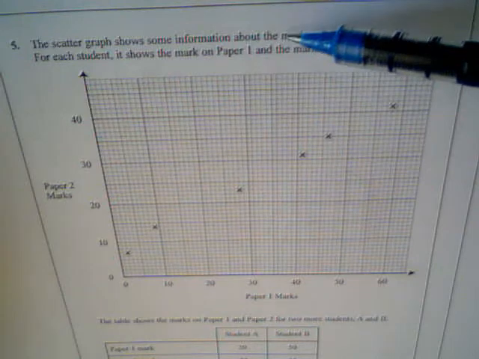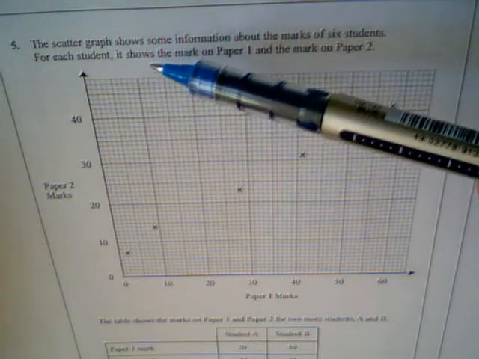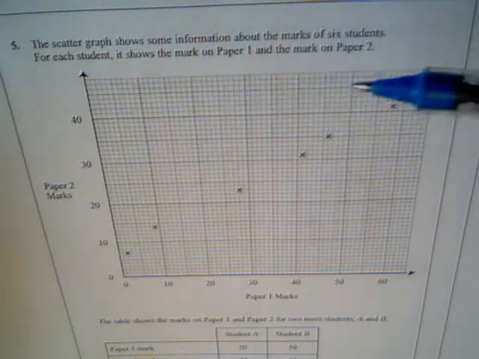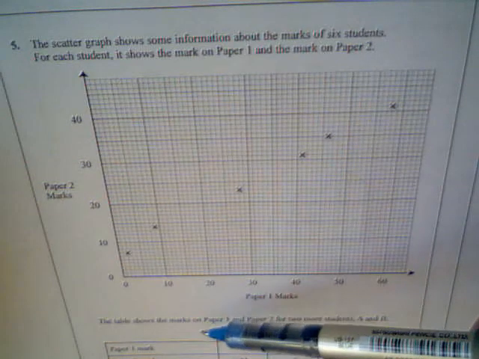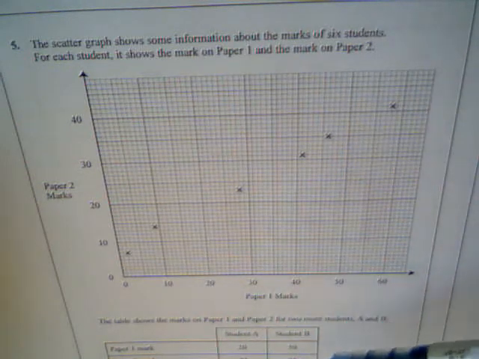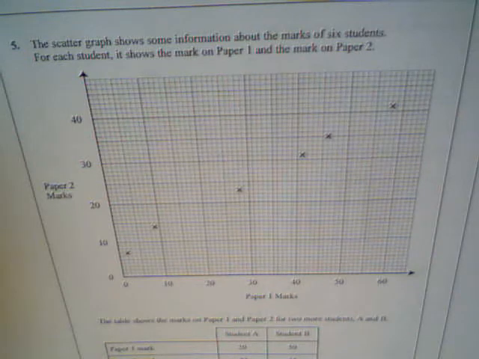Question 5. The scatter graph shows some information about the marks of 6 students. For each student it shows the mark on paper 1 and the mark on paper 2. The table shows marks on paper 1 and paper 2 for 2 more students, and we basically have to plot them on this graph.